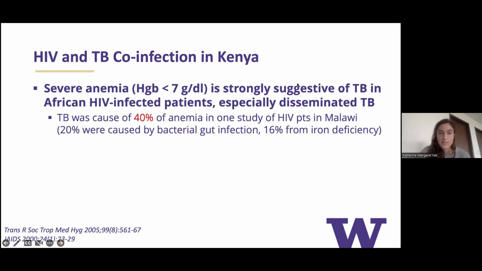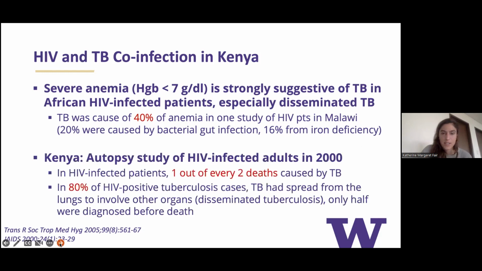So severe anemia is strongly suggestive of TB in HIV-infected patients. This was a study out of Malawi showing that TB can cause a presentation with anemia alone, and you might not necessarily see a target lesion on chest X-ray in a patient who has HIV.